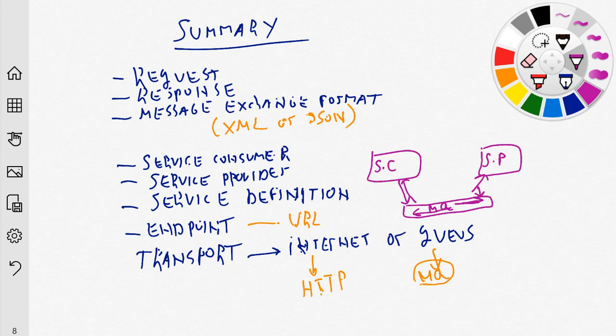So, it is important to understand that this transport defines whether the web service is exposed over the queue or over the internet. So, if it is exposed over the internet, we use HTTP for communication, for the transport, or if it is exposed over the queue, we use message queues for the transport.